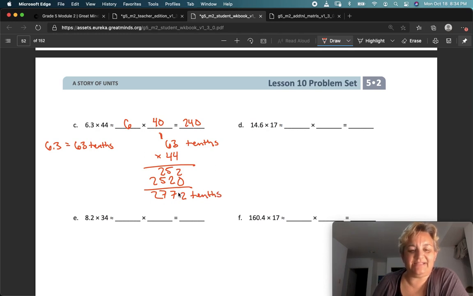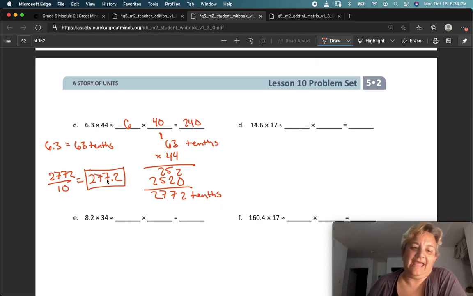But I need to turn that into standard form. So 2772 over 10 is the same as 277 and 2 tenths. There's my standard form right there. And my estimate was 240. Okay, not too bad, not too far off.